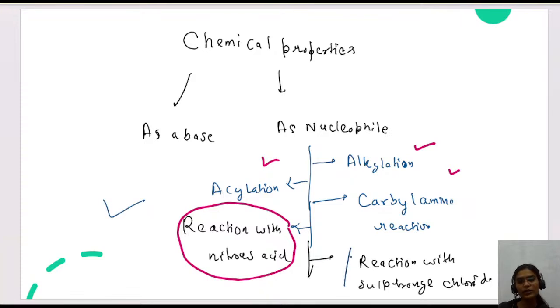Now let's talk about the reaction with sulfonyl chloride, and it's one of the famous tests. Okay, that is the Hinsberg method. So let's discuss the reaction with sulfonyl chloride. I'm repeating again, it's a really very important method. So let's discuss that reaction.